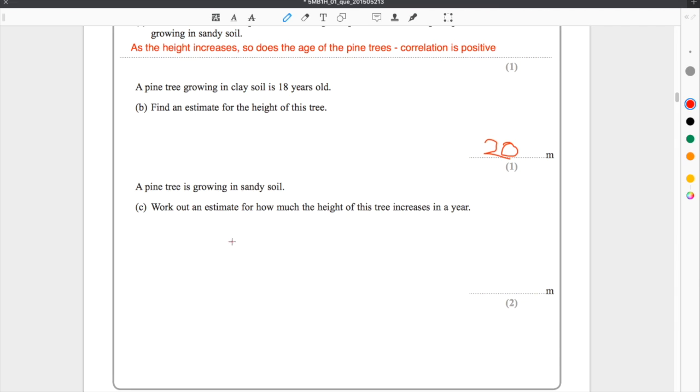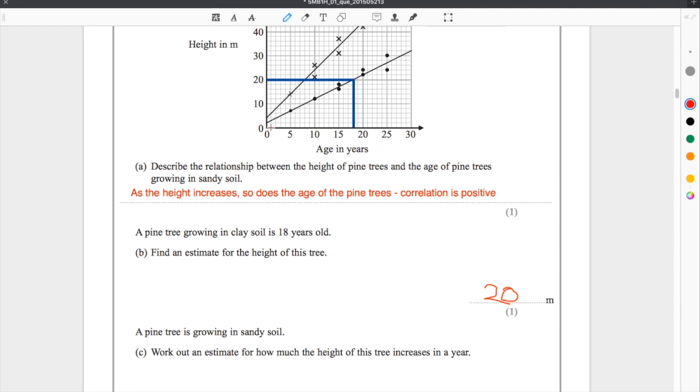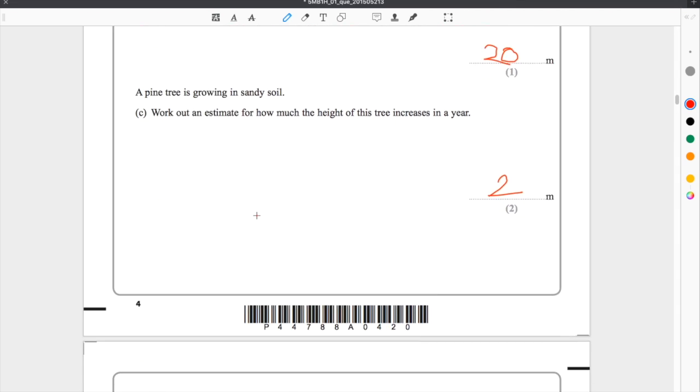So in other words, the height of the tree increases by 2 meters a year, because as we go across 1 year, we go up 2 meters for one small box on the graph, okay?